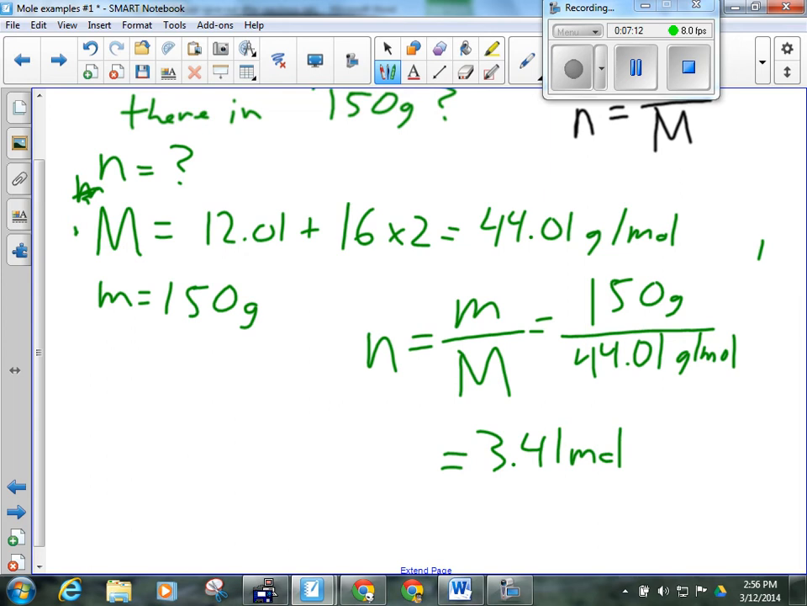So the big thing is to remember what each part of the equation stands for. N is the number of moles. Little m is the mass, always in grams. Big M is the mass of 1 mole, or the molar mass, which you get from the periodic table.